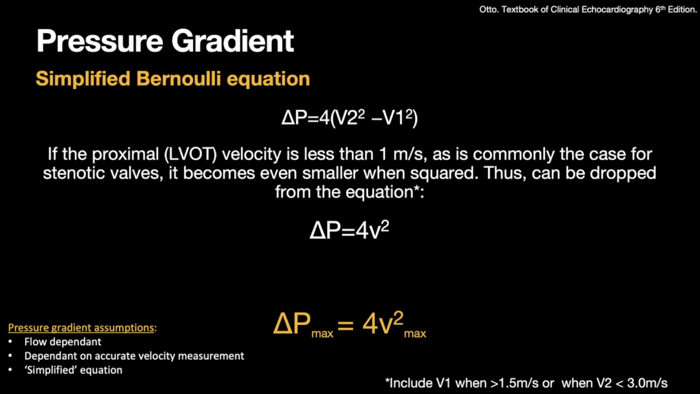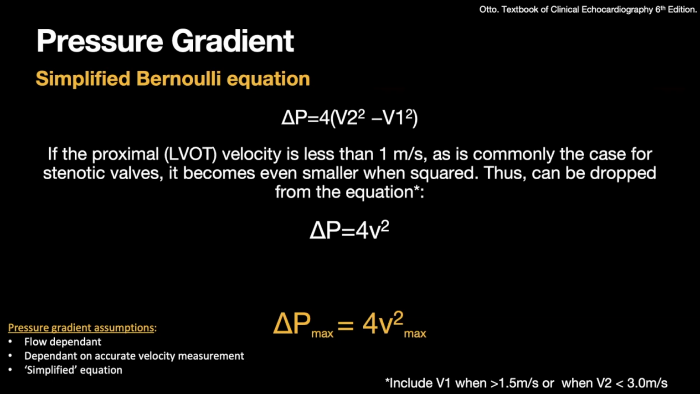so it can be dropped from the equation. These assumptions should not be done when we're including a V1 that's more than 1.5 meters per second, or when V2 is less than 3.0 meters per second. So if it is not the case, then you can drop the V1 and simply have delta P equals 4 times V squared, which is what we're going to use today.